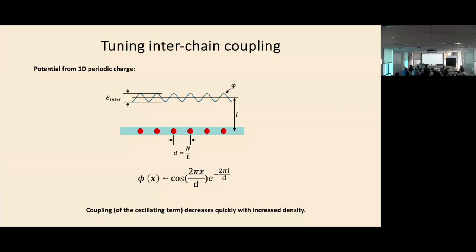So this is just simple electrostatics. What you can see is that when the chain-chain separation becomes larger than the electron-electron separation, the coupling constant decreases very strongly. And then we can easily change the electron density. When the density becomes high, the electron distance becomes small. Then it turns out that the periodic coupling between the chains becomes weaker.